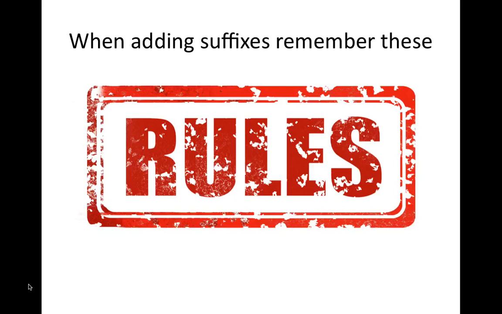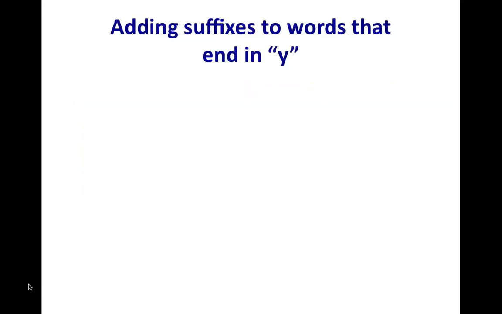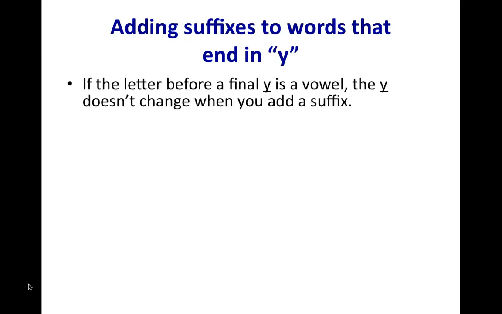There are some rules when adding suffixes to the end of words. These rules will help students correctly spell words with suffixes. The first set of rules applies to adding suffixes to words that end in y. Have you ever seen any of your students make the mistake of spelling babies, the plural of baby, like this? That happens because students don't know how to handle adding suffixes to words that end in y. Here are the rules that apply in this situation.